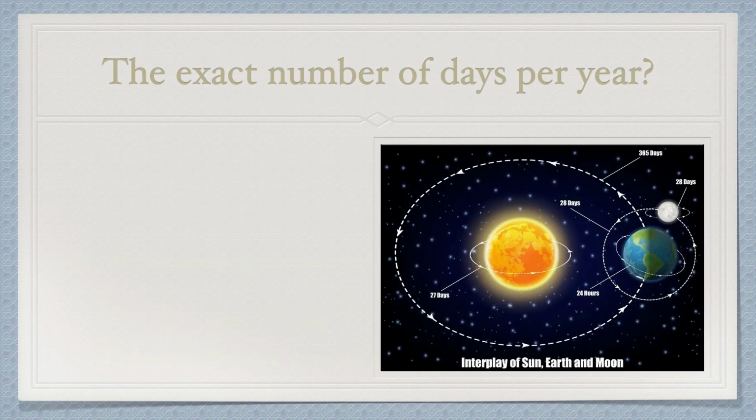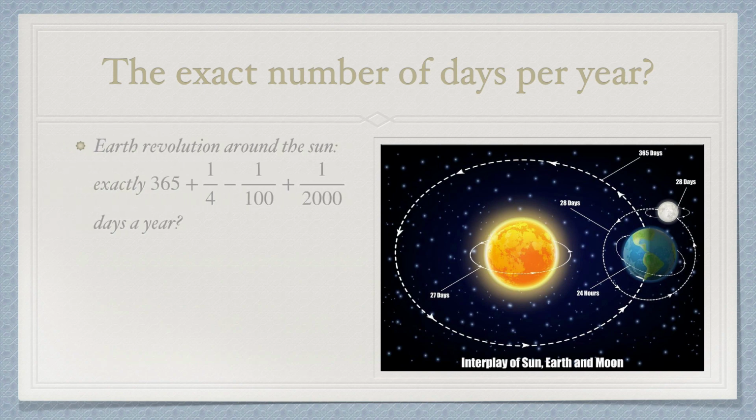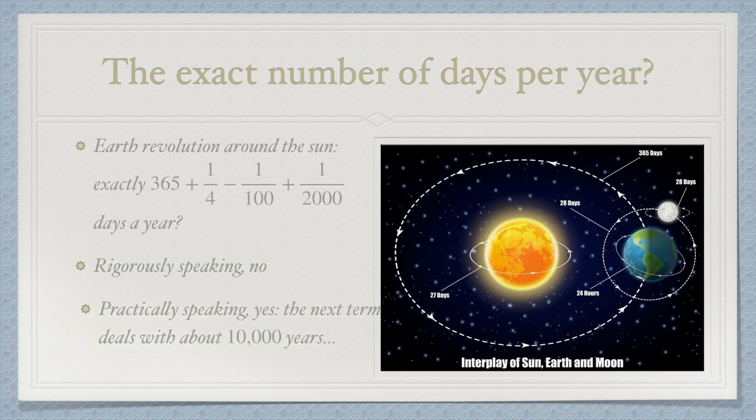But what is the exact number of days per year? Is it exactly 365 plus 1/4 minus 1 over 100 plus 1 over 2000 days a year? Strictly speaking, no, it is not the case. But practically speaking, yes, because the next term deals with around 10,000 years, and many things will happen in 10,000 years, including the change of calendar.